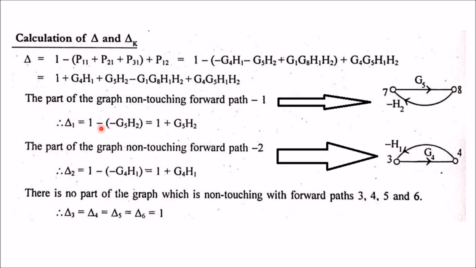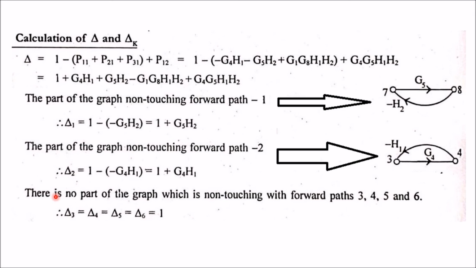What does 1 minus this value mean? 1 minus the loop which is non-touching to forward path 1. 1 minus this loop gain, which is minus H2 G5. This is not touching forward path 1. So the total value will be 1 plus G5 H2. Similarly, the part of the graph non-touching to forward path 2 is this loop, so del 2 is equal to 1 minus H1 G4, which is actually 1 plus G4 H1, right?